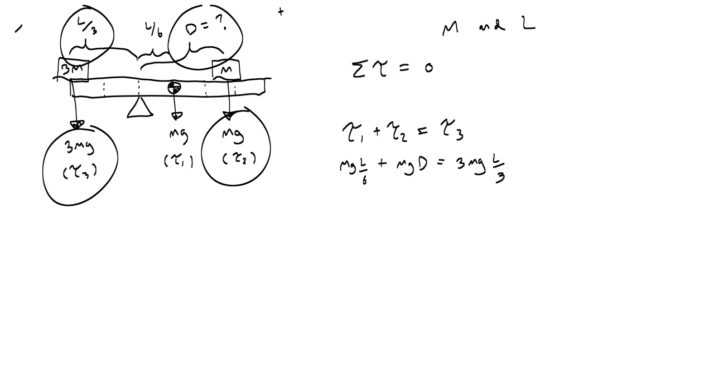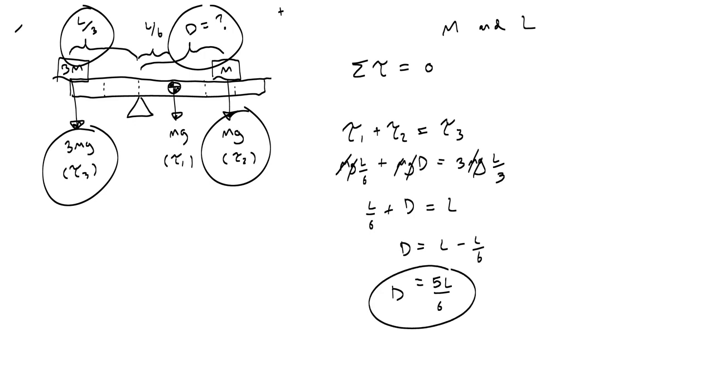Okay, so now let's do some simplifying. Hopefully you see that mg is actually not needed because there's an m in every term, there's a g in every term, and 3L over 3 is just L. So this is like saying L over 6 plus this distance we want to find is equal to L. Or the distance is equal to L minus L over 6, which is 5L over 6. So you now know that the distance you need to put that box is 5/6 of the length of the board away.